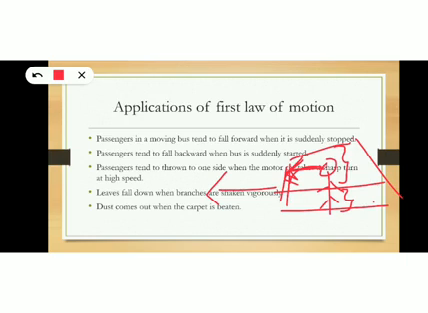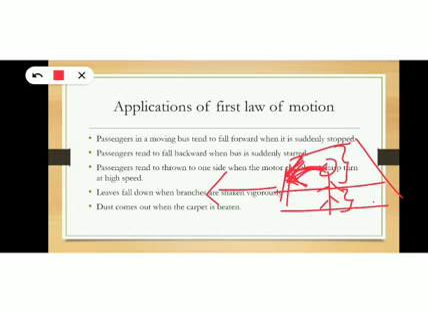So as a result, you will have a tendency to fall in the forward direction. A similar situation is experienced whenever a moving car is suddenly stopped. You tend to move forward; you are pushed forwards. So to prevent any accidents in such cases, it is advised to wear seat belts whenever you are traveling in a car.